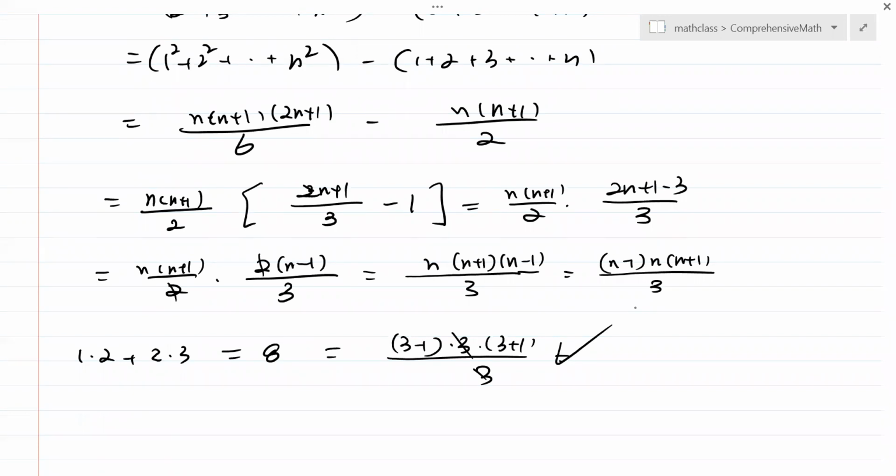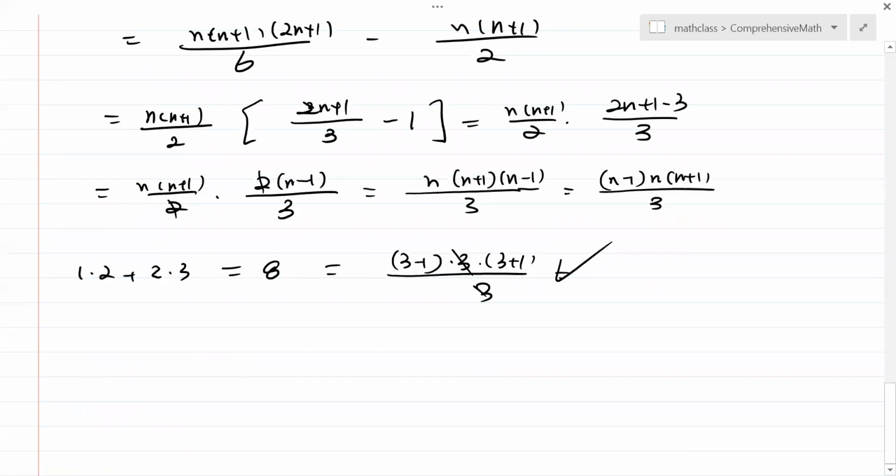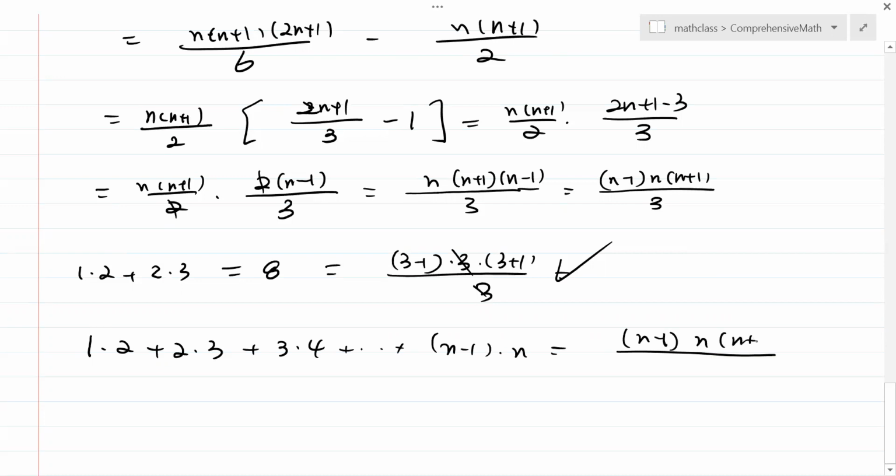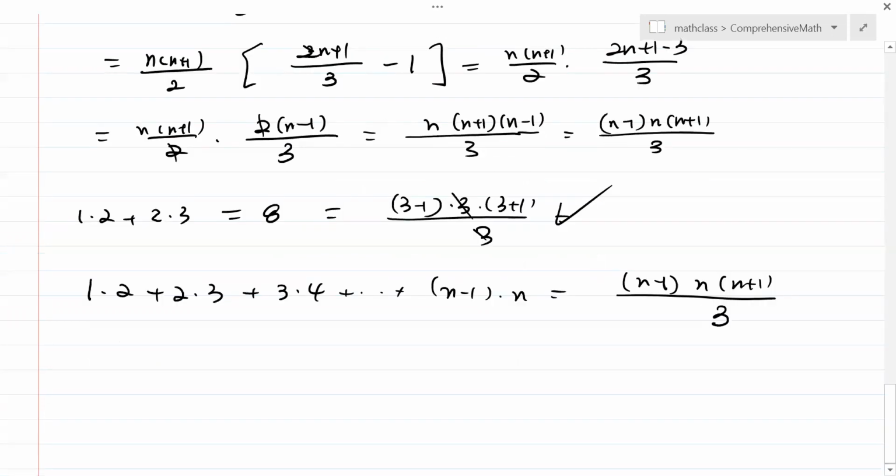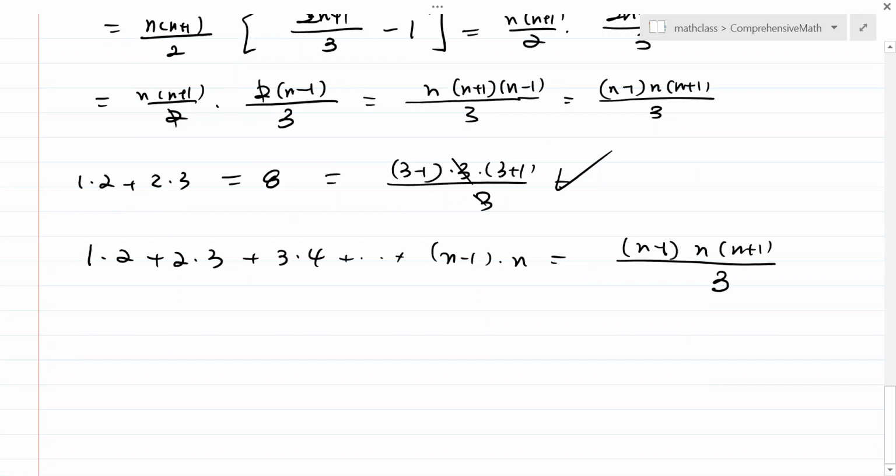So you can even discover some interesting new formulas, right? You get the product of 3 consecutive numbers, always. Let me record this. 1 times 2, 2 times 3, and 3 times 4, all the way to n minus 1 times n, is going to be n minus 1 times n plus 1 divided by 3. Okay. I did not know that until this last minute. I just derived that. It's interesting, though, when you do this.